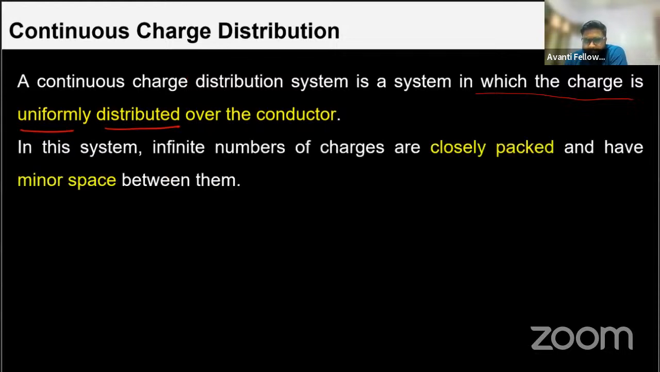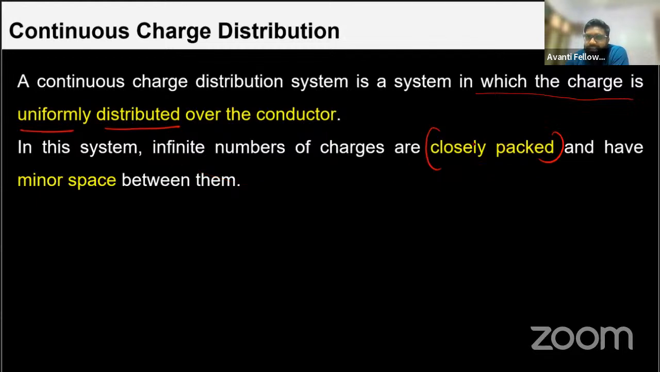Now, as I have already told you, there are a number of charges present, an infinite number of charges. And they are closely packed. Means you will not see any spacing between them at all. Very minute spacing in between them. Okay? So that is also a property of this continuous charge distribution.